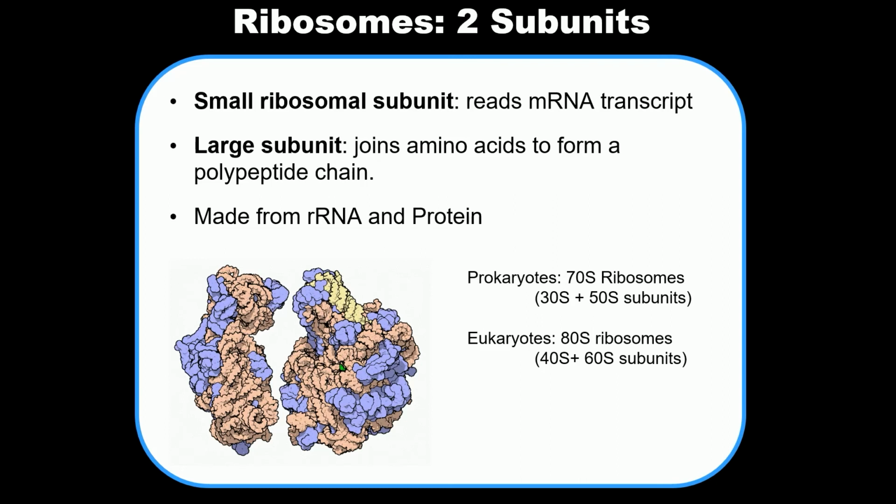What's going on there? These measurements are in what we call Svedberg units, which are measurements of how quickly materials will come out of solution when we put them in a centrifuge. So it's not just a measurement of their size or their mass. It's kind of a combination of those factors, and some other properties could come into play as well.